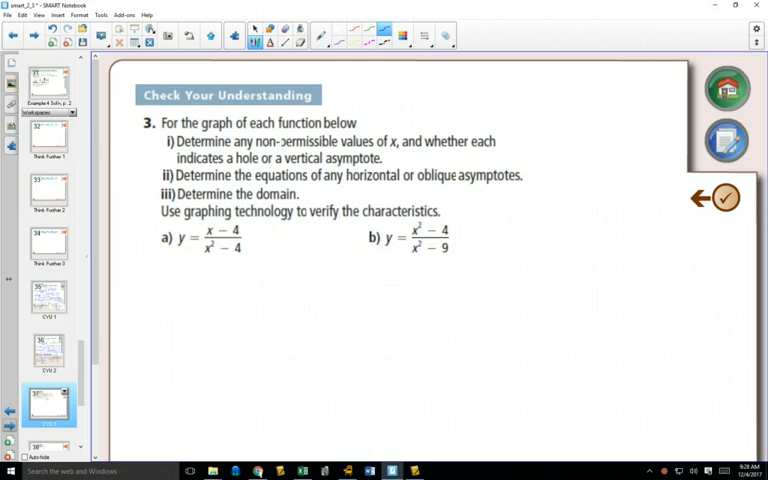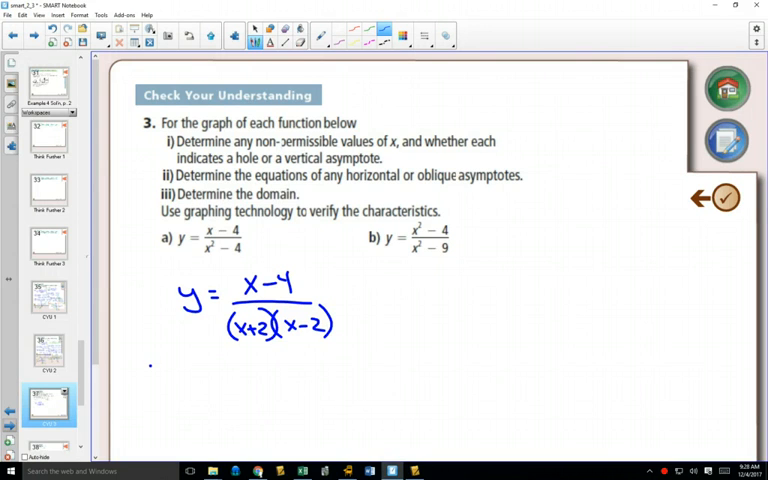For each graph, we are actually going to graph it. This one says to just state the characteristics, but we're going to practice all of our graphing skills. So the first thing, step 0, is factoring it, if possible. This one we have a difference of squares on the bottom. We can factor it.